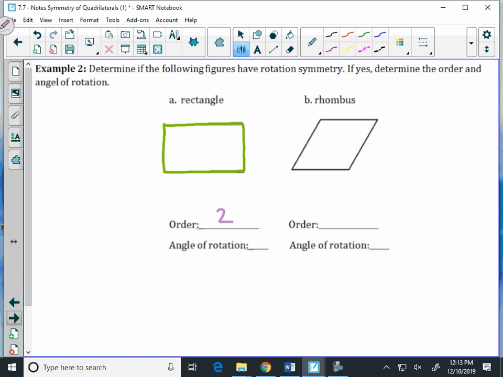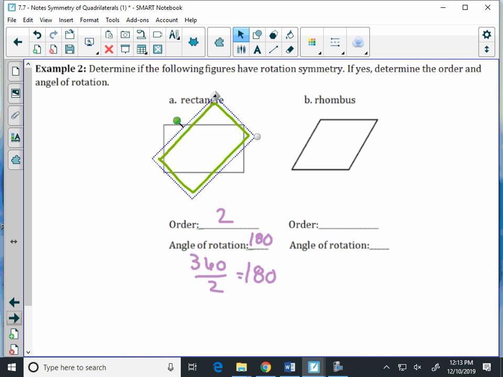Do you remember how we find the angle of rotation? Someone say it very quietly: 360 divided by 2. You do 360 divided by the order, and that will give you the angle of rotation. That's how many degrees you can rotate a figure and it maps onto itself. What is 360 divided by 2? So every time we turn it, that's 1 turn from the start to here. That was 180 degrees. From here to here, that's another 180 degrees.